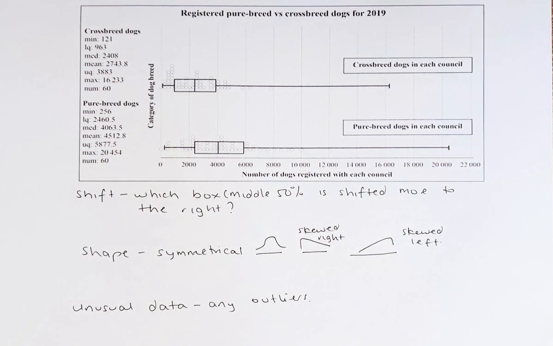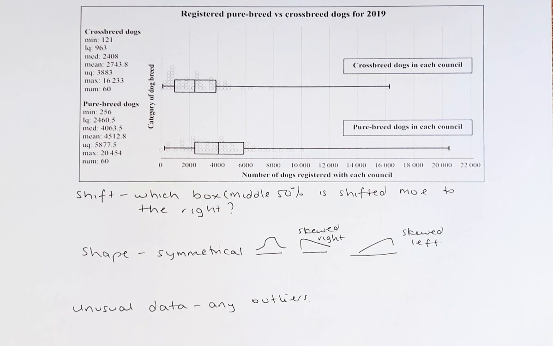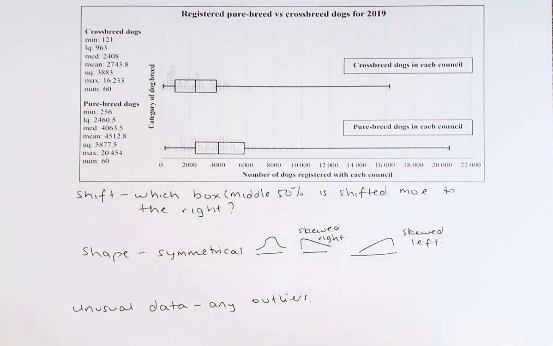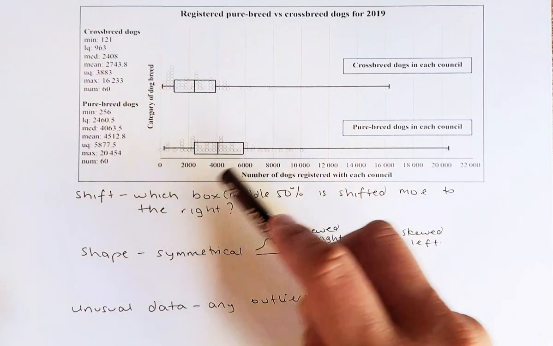The shift is, you look at the box, which box is more shifted to the right. In our case, the purebred dog box, also called the middle 50%, is shifted more to the right. So what can you conclude? If it is shifted more to the right, we can conclude that purebred dogs in each council have a bigger registration than the crossbreed dog, because they are more to the right, the bigger numbers there.